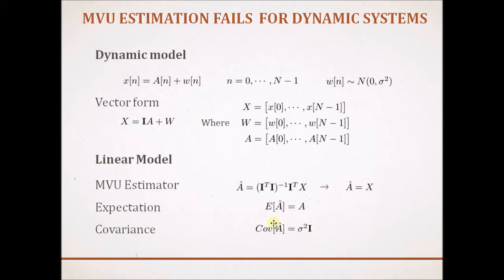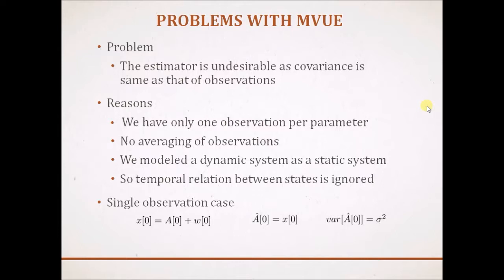Though the expectation of the observation vector, or the expectation of the MVU estimator, is equal to the true value, however, the covariance is given by the covariance of the observations. So we do not really gain any information from this estimation methodology. The main reason why this estimator is undesirable is because the covariance of the estimator is the same as the covariance of the observations.